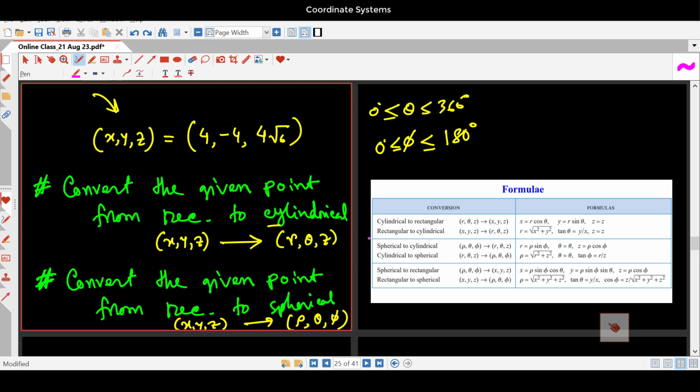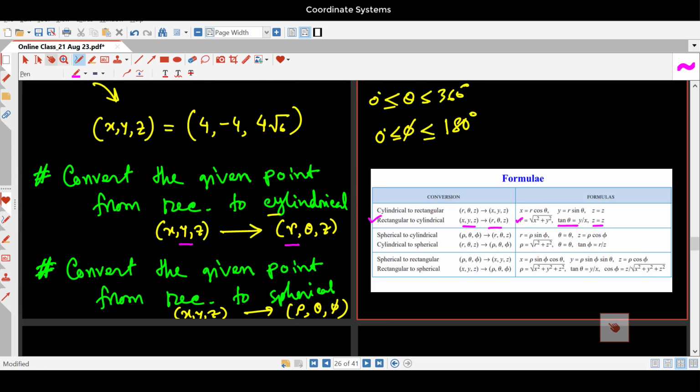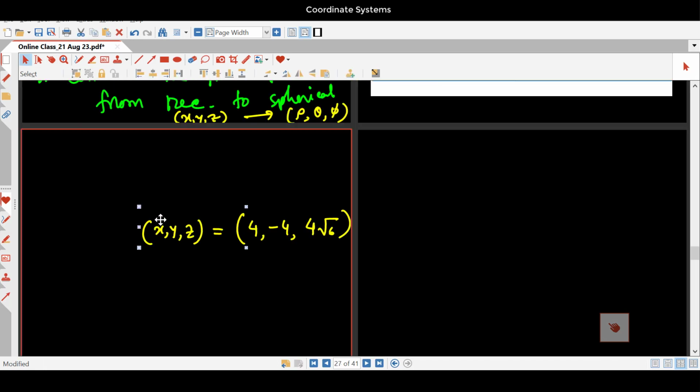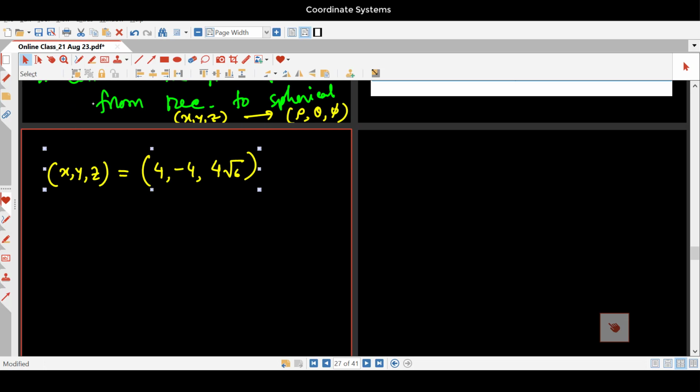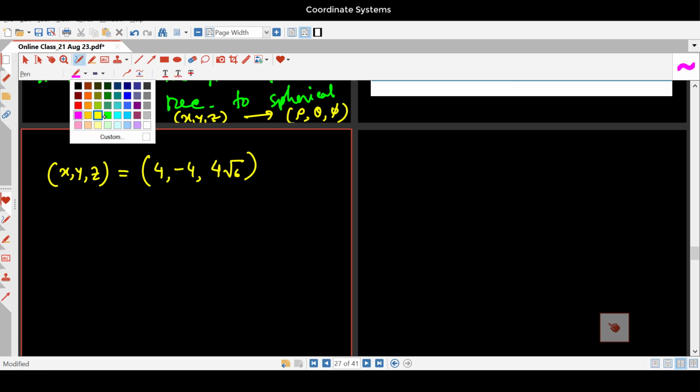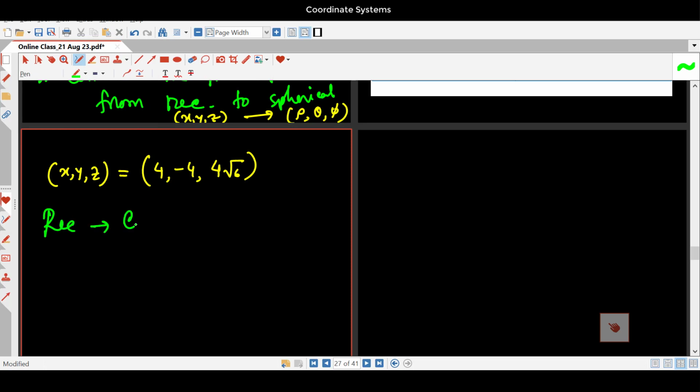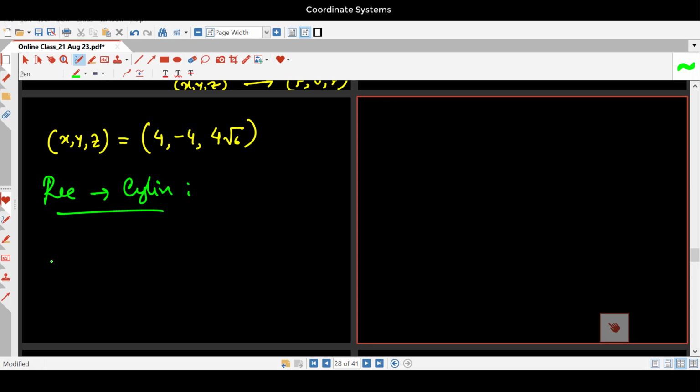So you know that if we have to convert a point from rectangular to cylindrical, then the formulas are here: x, y, z to r, theta, z. That is, r equals this one, tan theta equals this one, and z equals z. So we have the point here. Now let's convert it to cylindrical. So we are converting the point from rectangular to cylindrical. So the formula is r equals the square root of x squared plus y squared.